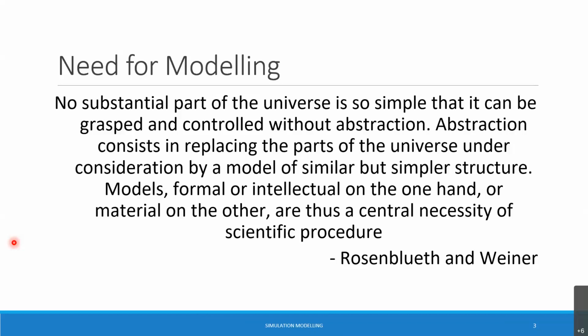So abstraction consists of replacing the parts of the universe under consideration with a model of similar but simpler structure. And the most important point is that models, whether formal, intellectual or material, are a central necessity of scientific research. In any scientific analysis, any scientific study that we deal with, whether engineering or science, models have become important tools with which we understand and study the problems.